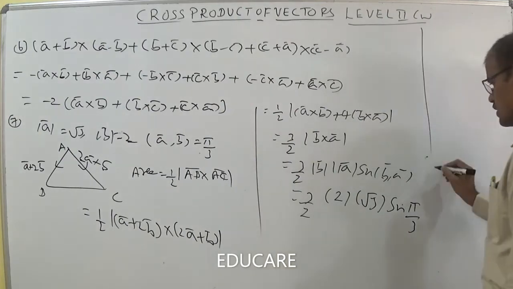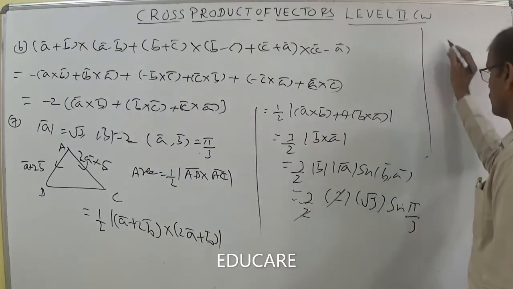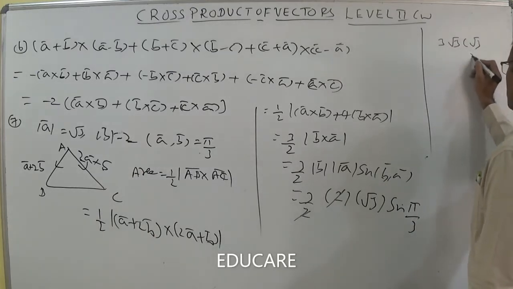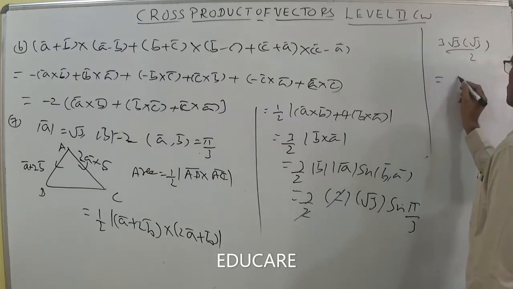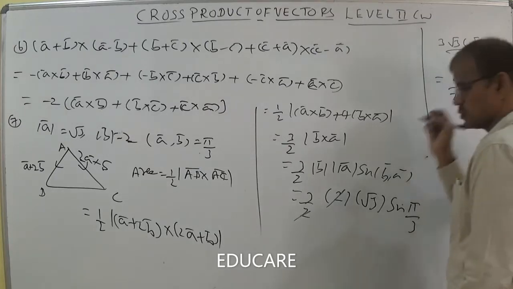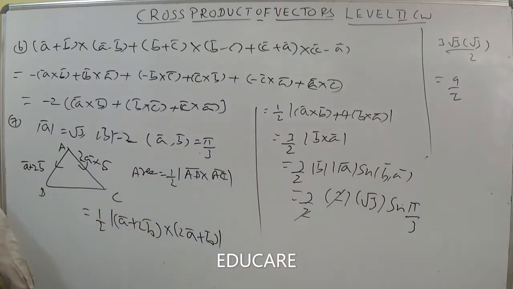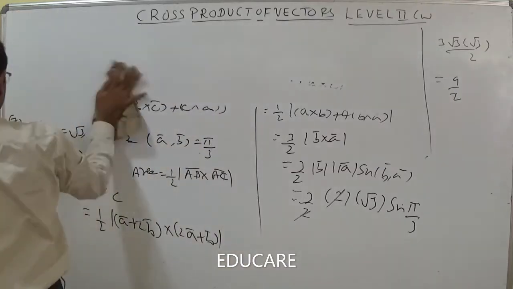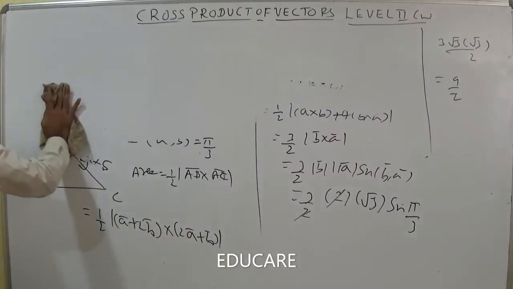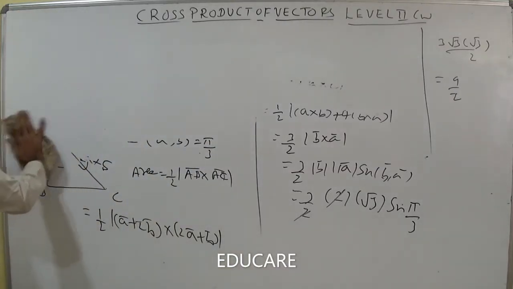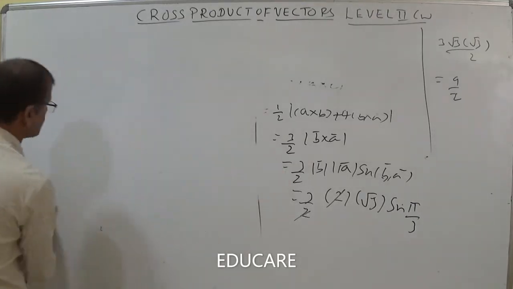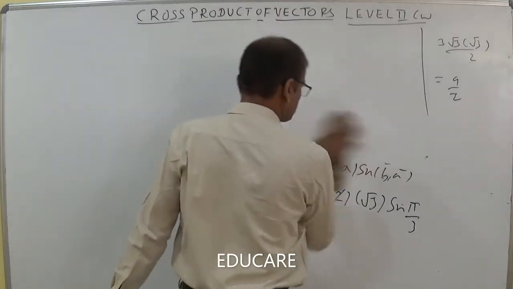What is the value of sine? This 2 and 2 will be getting cancelled. Here 3 into root 3 into sine pi by 3, value root 3 by 2. So 3 threes are 9 by 2. 9 by 2 square units is the area of the given triangle having these adjacent sides. Seventh completed. Eighth one is given about the area of a quadrilateral.